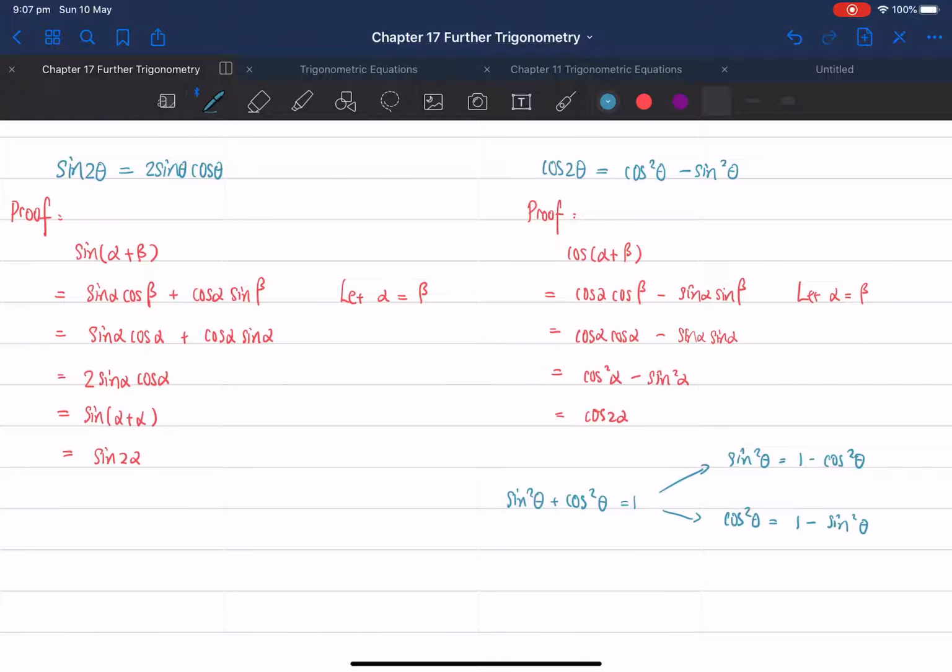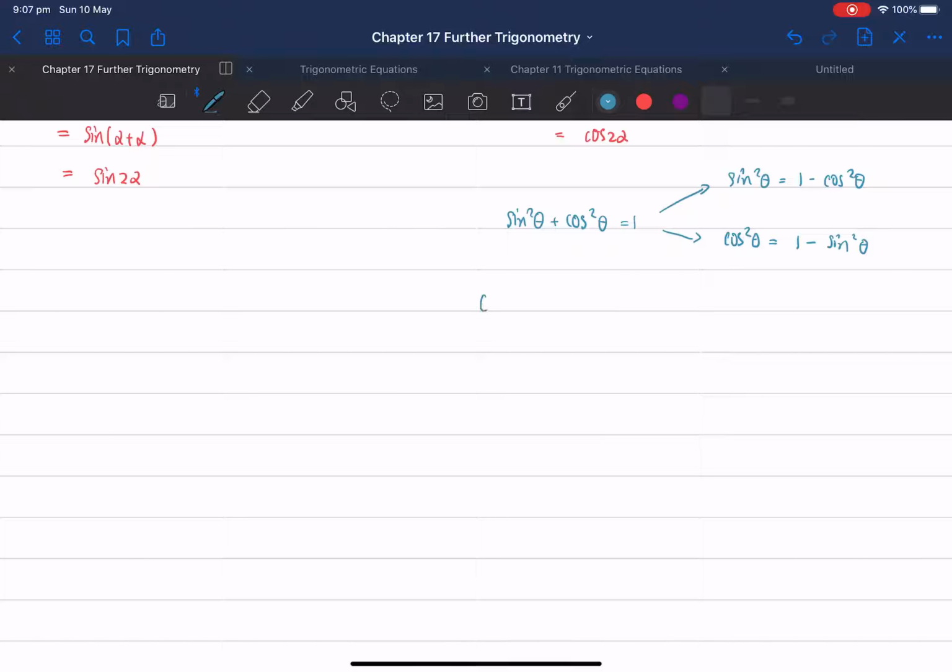Then from the previous formula, the double angle formula for cosine 2 theta is equal to cosine square theta minus sine square theta. What we can do is replace cosine square theta by 1 minus sine square theta, and replace sine square theta by 1 minus cosine square theta. Let's replace this part here first. Let's do a substitution and see what happens.